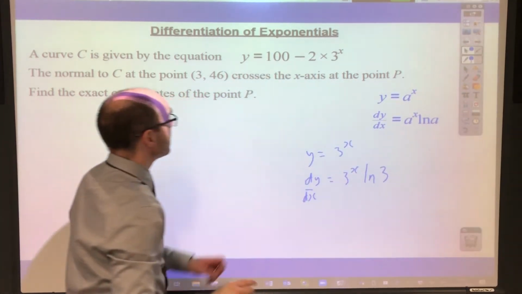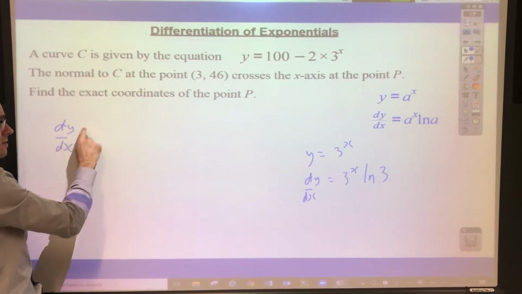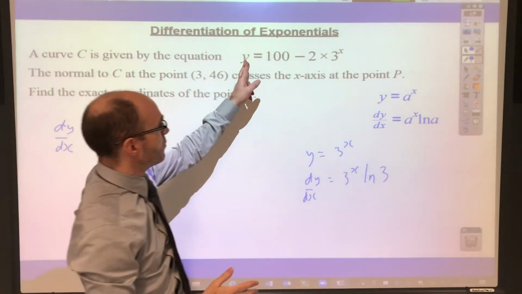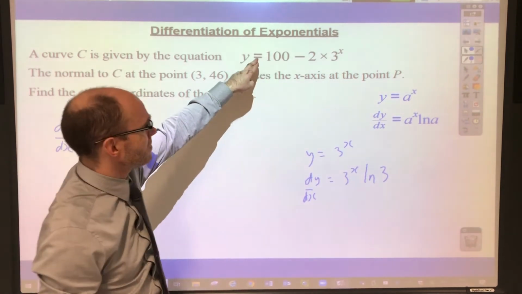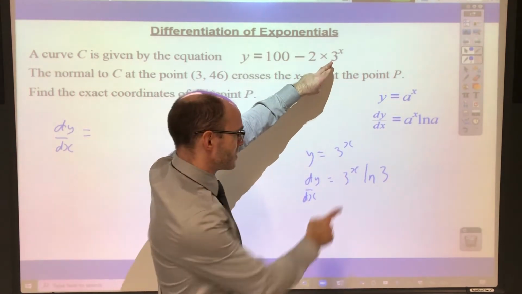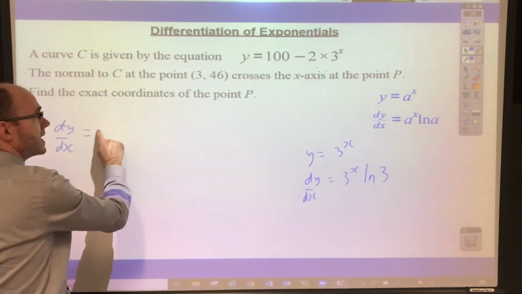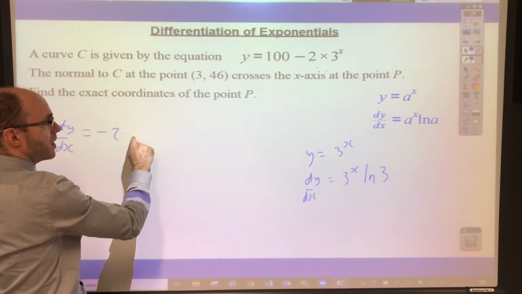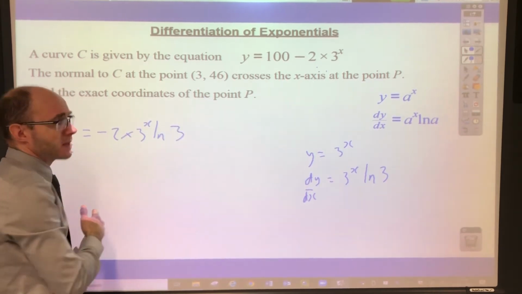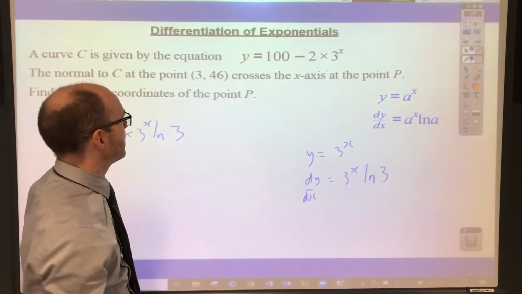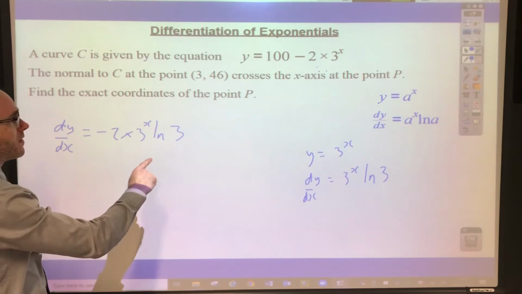So this is not a bad one actually, because y is the subject. So that's quite straightforward. When we differentiate it, we get dy/dx equals 0. We know the derivative of 3 to the x is that, then just going to multiply it by -2. So that would be -2 multiplied by 3 to the x natural log 3. That's dy/dx.